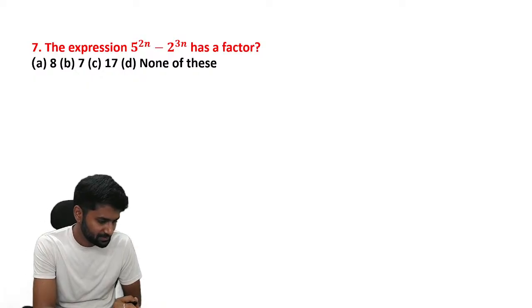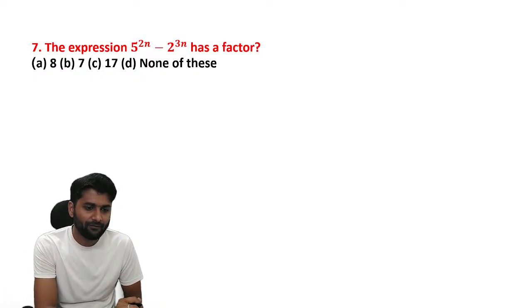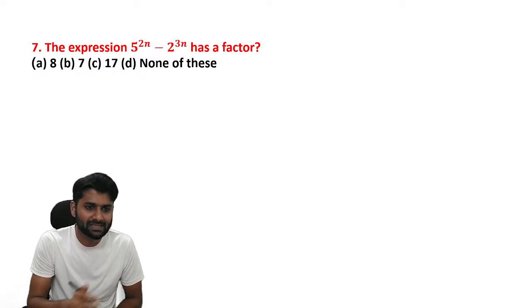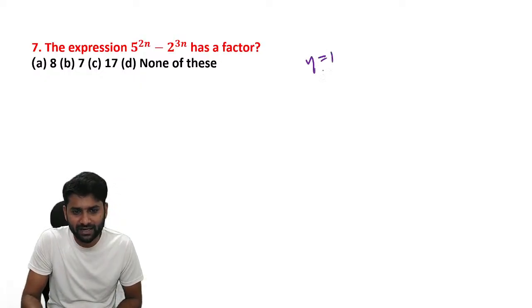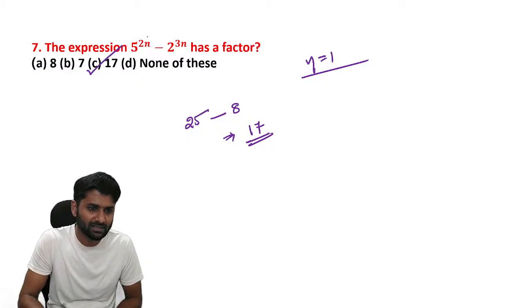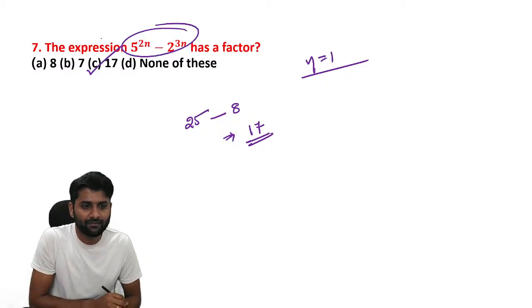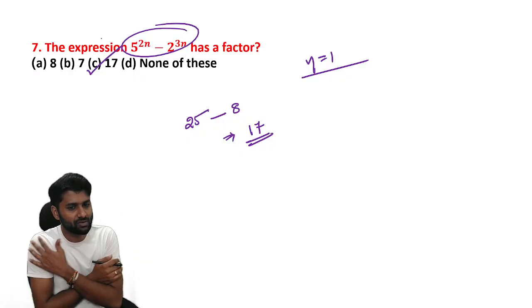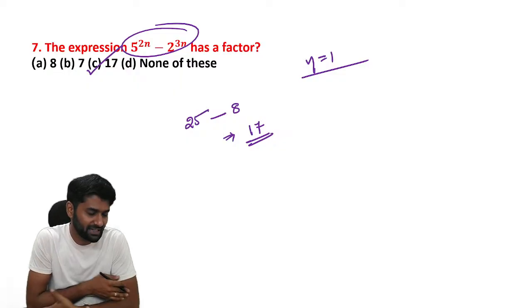Let's check with this question. If 5 power 2n minus 2 power 3n, so what about this expression? Let us consider n equal to 1. So 5 square is 25, 2 cube is 8. So the difference is 17. So what is the factor here? This number, 5 power 2n minus 2 power 3n, is always divisible by 17.